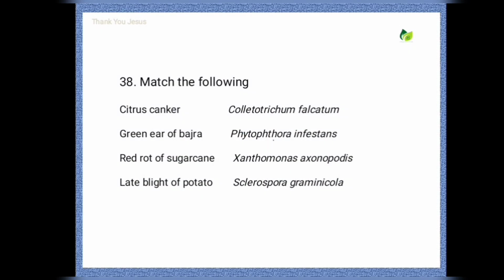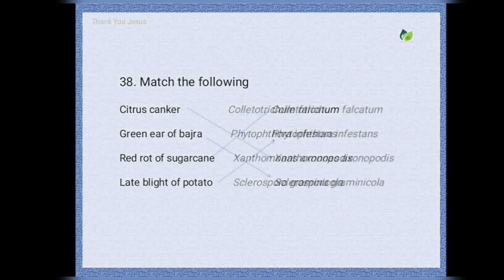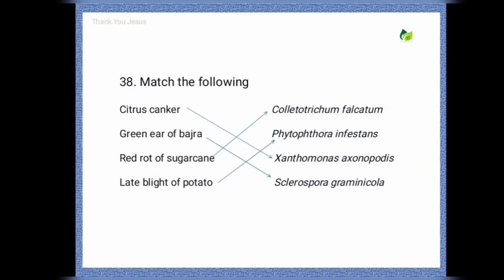Next, here also the matching is given. We have to match the list 1 with list 2. Here the plant diseases are given. So I am going to give you the matching directly. Citrus canker caused by Xanthomonas axonopodis. Green ear of Bajra caused by Sclerospora graminicola. Red rot of sugarcane caused by Colletotrichum falcatum. Late blight of potato caused by Phytophthora infestans.